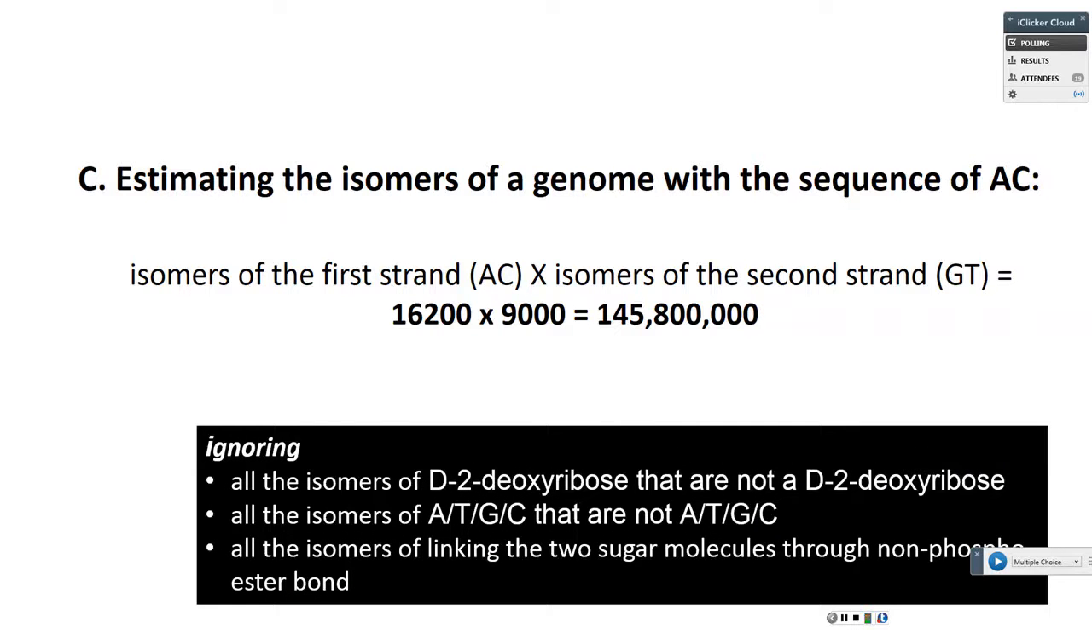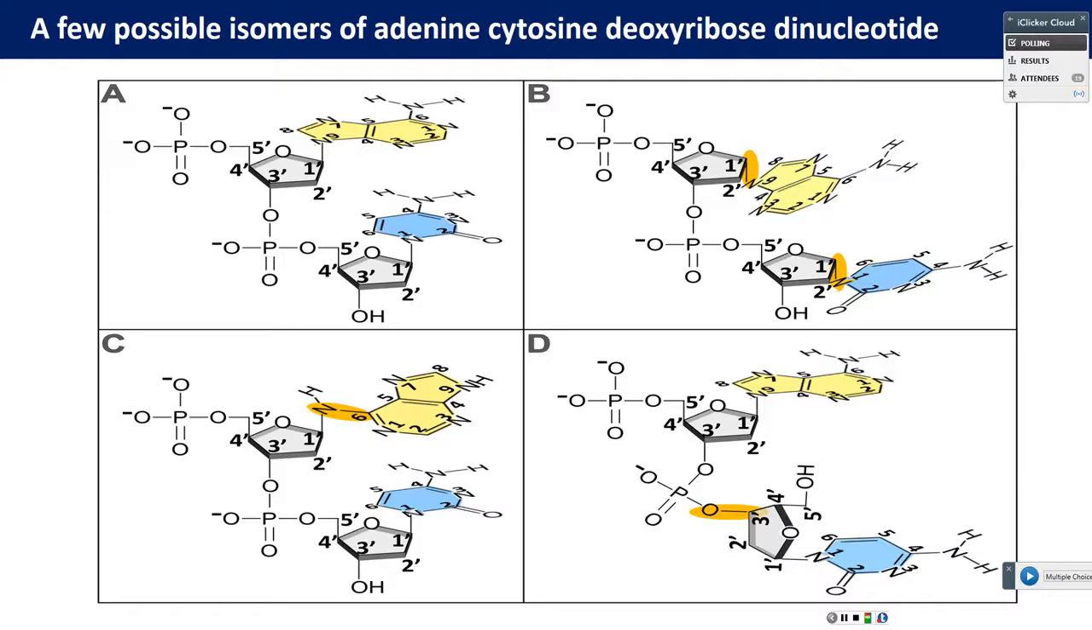And here we have ignored all the isomers of the 2-deoxyribose that are not D-2-deoxyribose, and all the isomers of ATGC that are not ATGC, and also the isomers of linking the 2 sugar molecules through non-phosphor ester bonds, right? Okay, so here are a few possible isoforms or linkages that you can get by linking an adenine and a cytosine together. I think I just want to stop here, and we can continue on Wednesday.